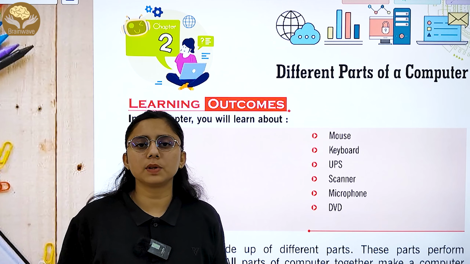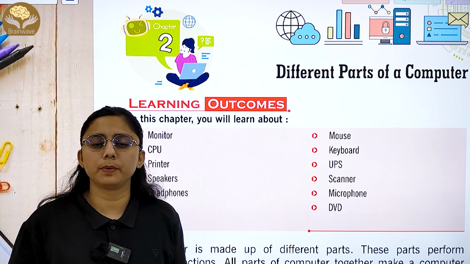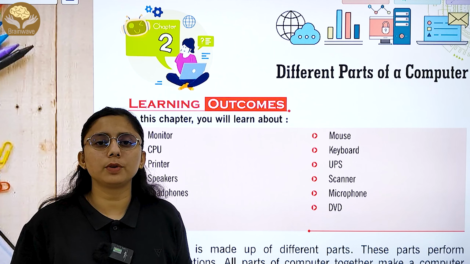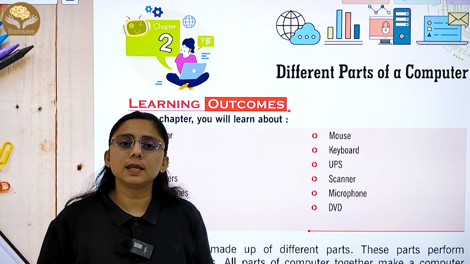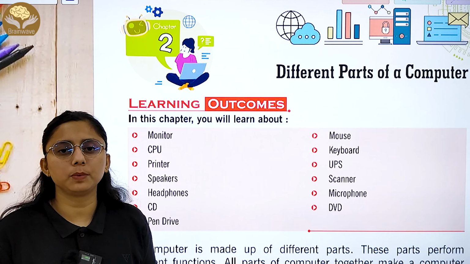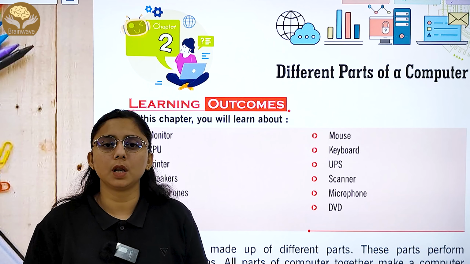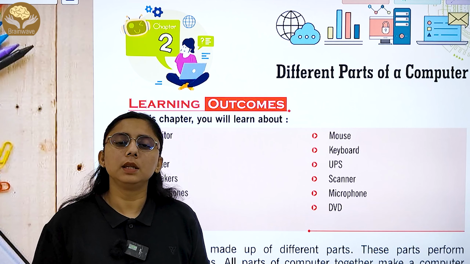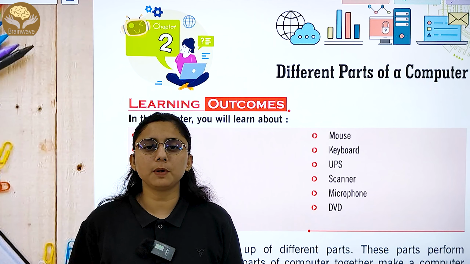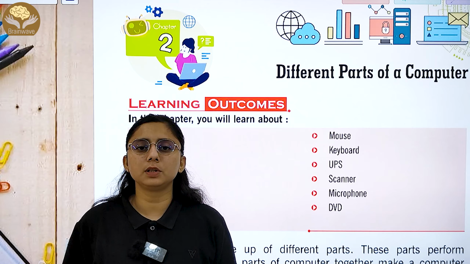Now today let's start with chapter number 2, different parts of computer. In this chapter, I will tell you about the different parts of computer. We have monitor, keyboard, mouse, CPU, which is the main part of computer and it is known as brain of computer. And there are some special parts like we have scanner, printer. These all are the different special parts that I will tell you in the further chapter.